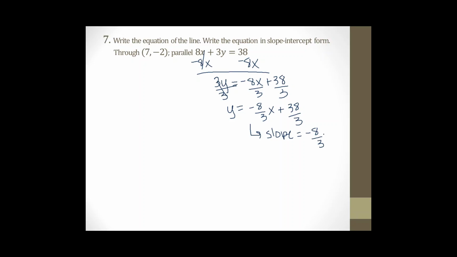If we want our line to be parallel to this equation, we need to use the same slope, because parallel lines have equal slopes. They're the same. Equal slopes.